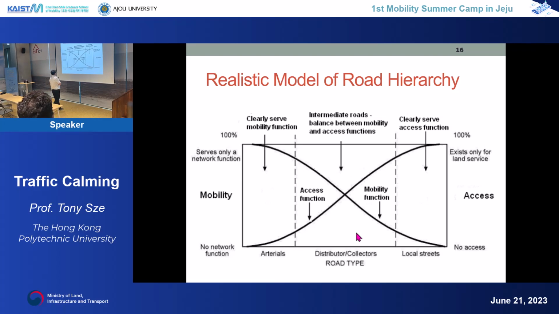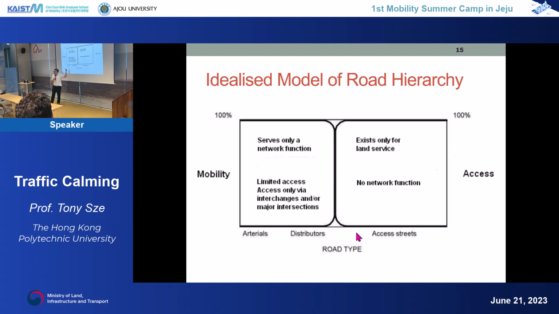Basically, it's because of this road hierarchy. We don't have a very good idea, or because of poor design and management, there is a mix of these two conflicting functions. This is actually the root cause of why we have congestion and safety issues. If we can fix this, we could solve quite a lot of the congestion problem and the safety issues already. Especially safety for pedestrians can be solved.